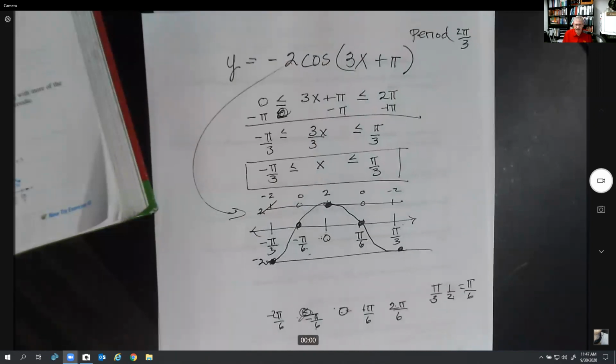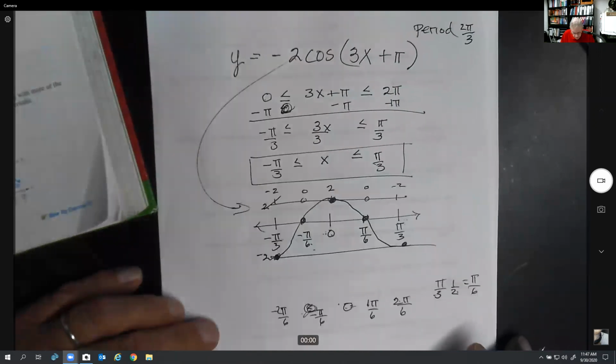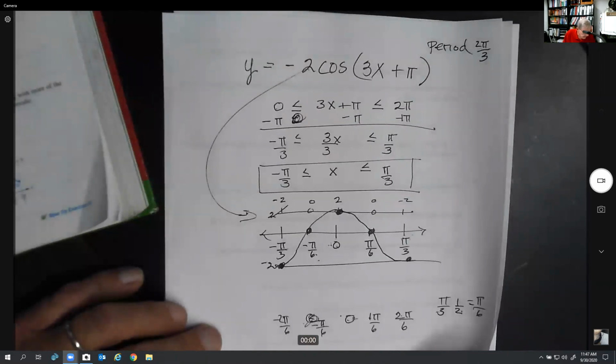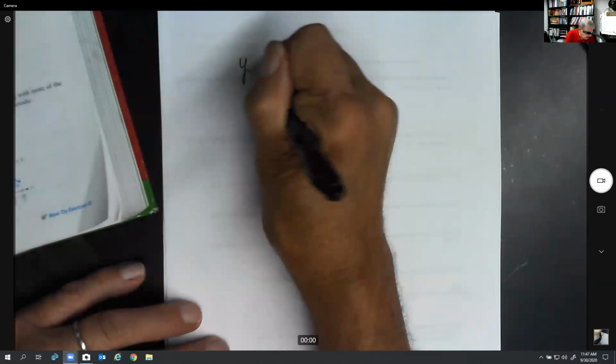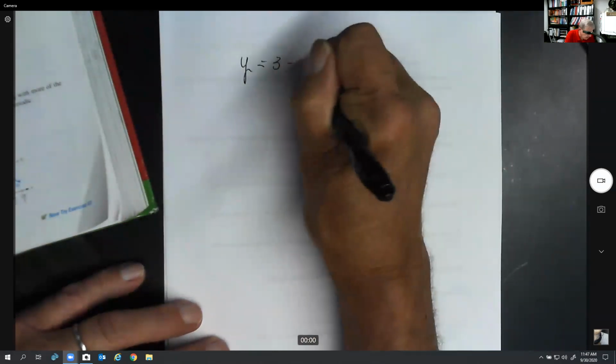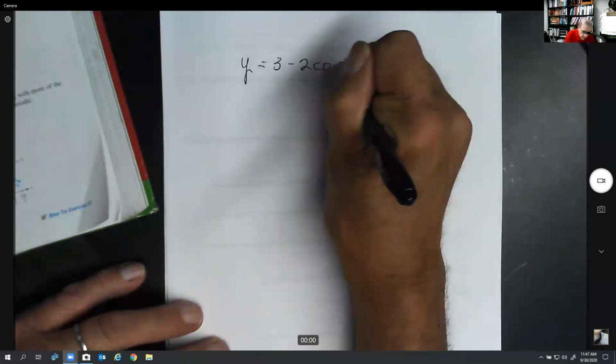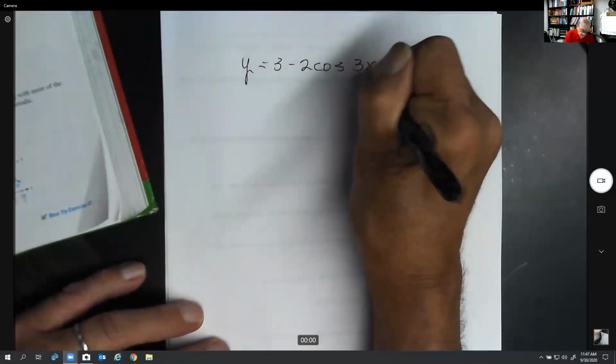Pretty confusing, huh? Well, I'm trying to do my best to make it confusing. All right, let's try this next one. And if you need to look at this, I have recorded this, so you can see more misery.